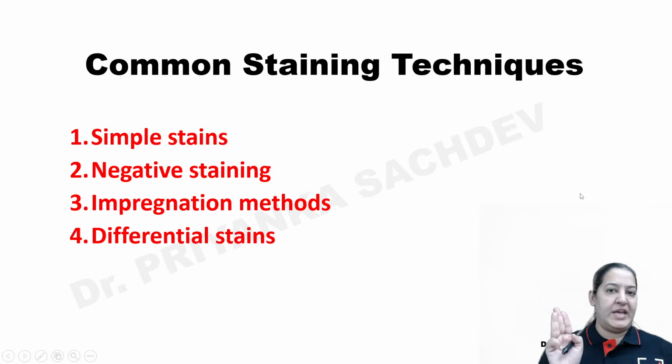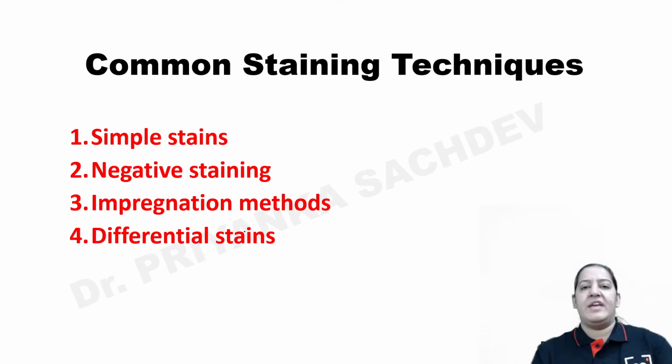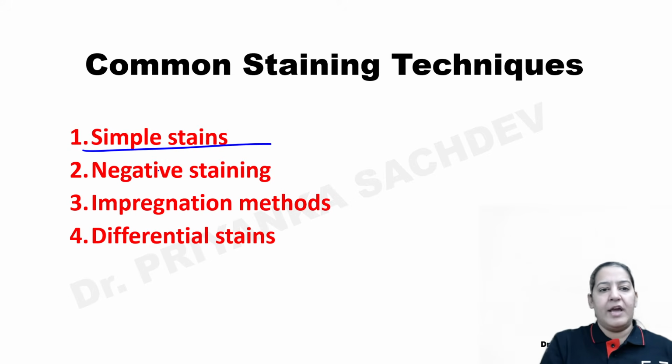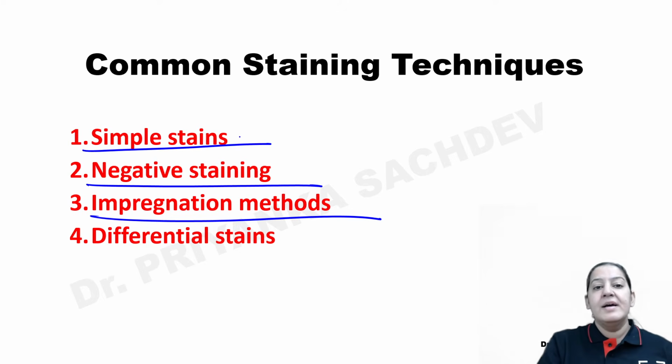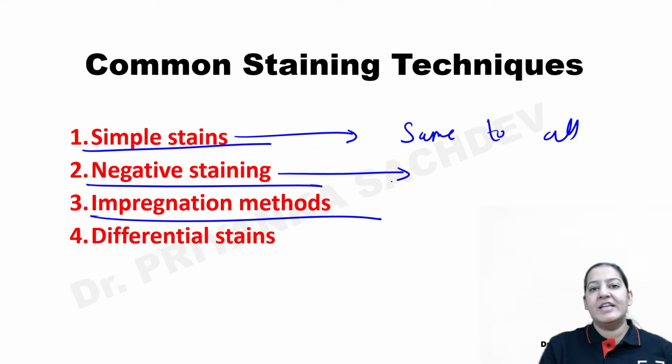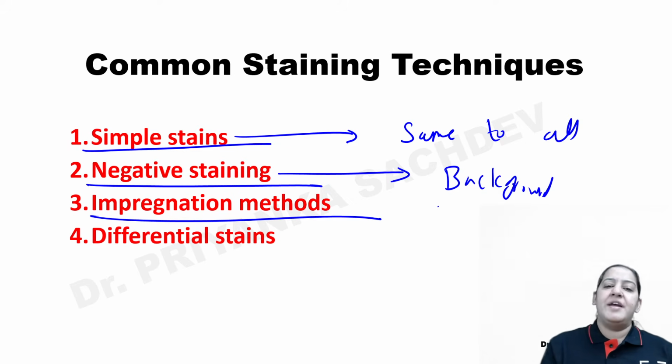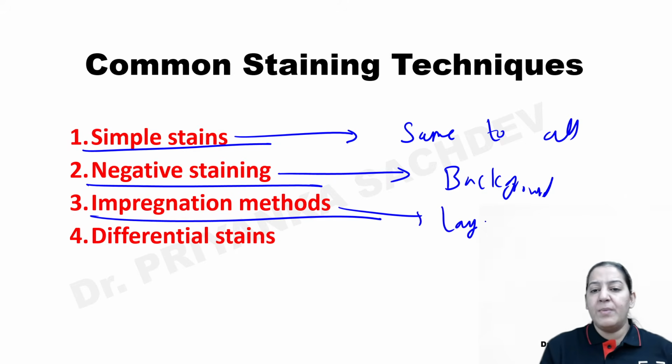So till now we have done three. What are the three? Can you tell me what is simple stain? What is negative stain? What is impregnation stain? Simple is known as simple because it provides the same color to all bacteria. Negative is known as negative because it stains the background, not the bacteria, right? And impregnation means layering. That's why it is used for very thin bacteria.